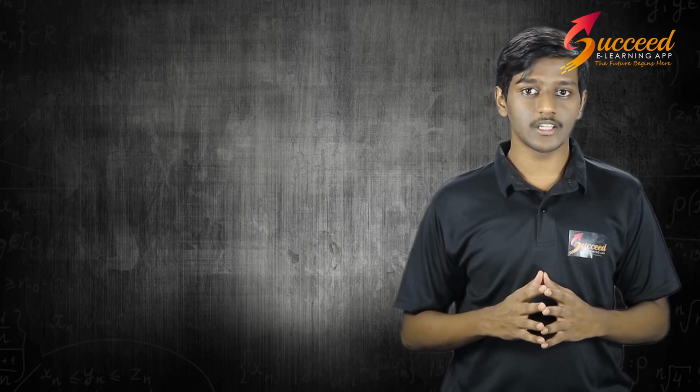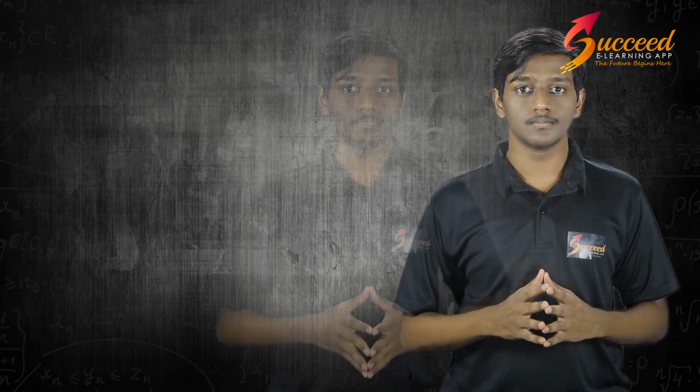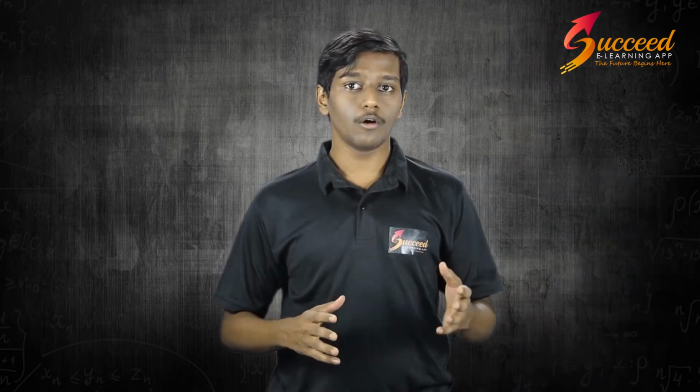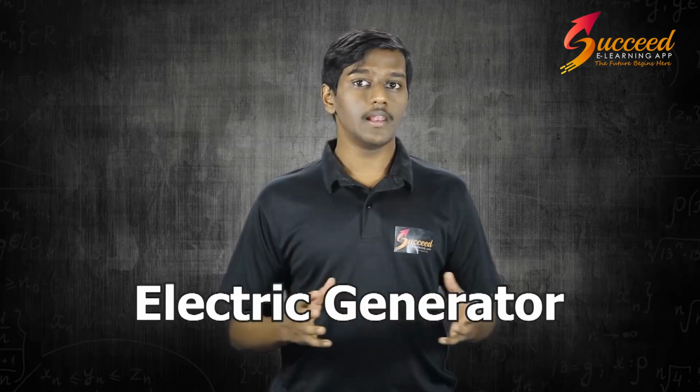In practical examples, instead of magnets, we use electromagnets. Now you have learned how to construct an electric motor and how it works on Fleming's left-hand rule. Electric generator.